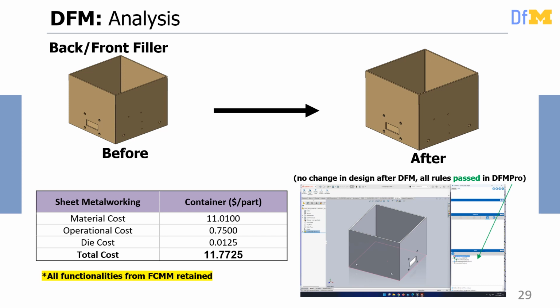The second component that we chose for DfM analysis was the container. This component was already redesigned after DFA, and after DFA we figured out that this component is already optimized for sheet metal. Using DfM Pro we did not find any recommendations for this component, so we kept the component the same as before, and the cost of this component was $11.77. We also maintained all the functions for this component.